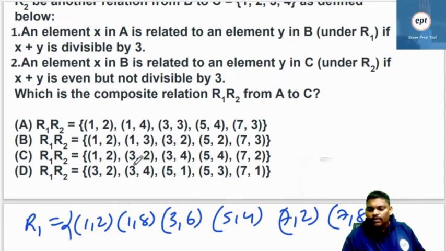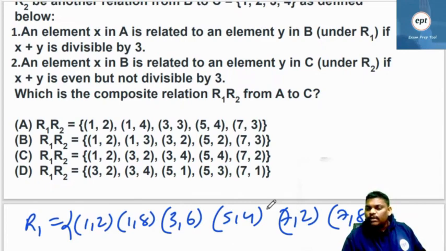What is it saying? X plus y is even, but not divisible by 3. 4, 1 I cannot write because it is odd. 4, 3 I cannot write because it is odd. 4, 4, 8. Even. Divisible by 3? No. So that is the reason I wrote 4, 4.